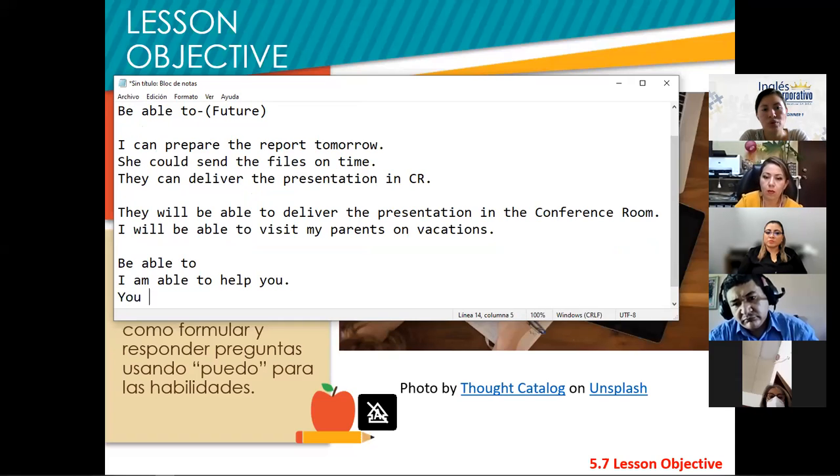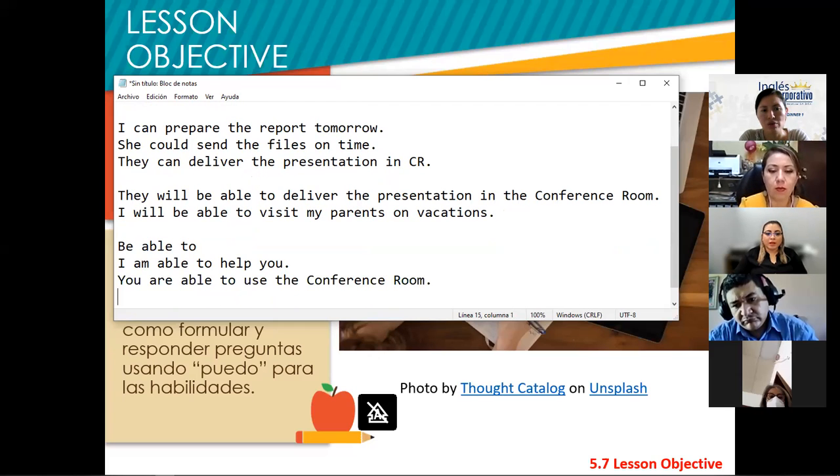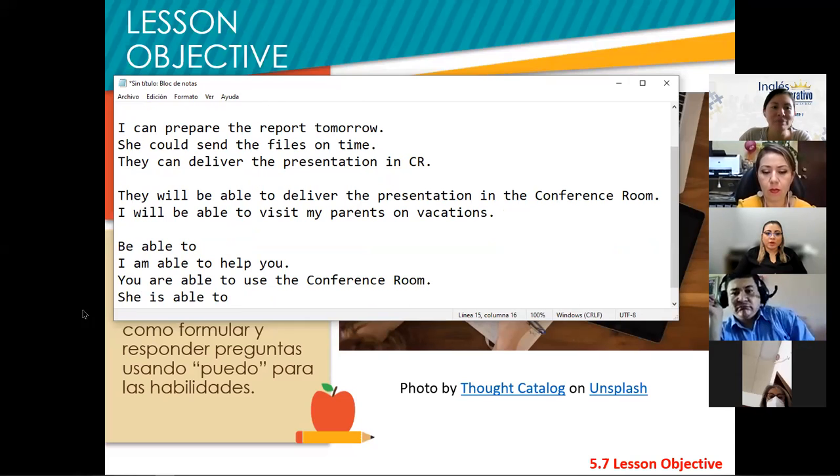You are able to use the room for the conference. You are able to use the conference. Sí, se puede usarlo, no problem. Or she. Entonces, en ese caso, quita el be. No, no lo quita, lo va a conjugar. Porque el be es. Lo conjuga. Am, es am, are, and is. Yeah, yeah. Pero como no lleva el.